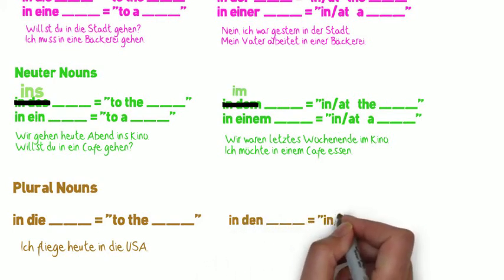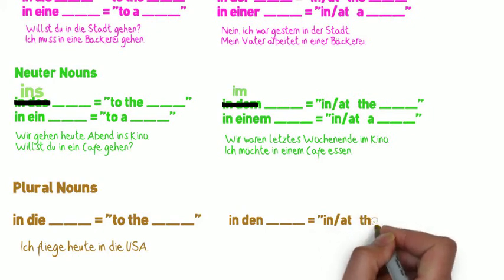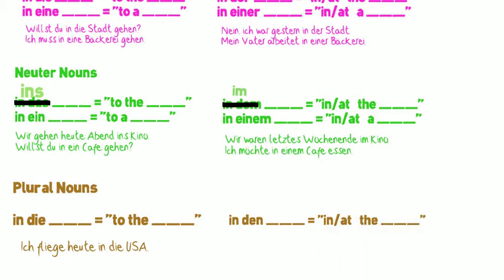With plural nouns in the dative case, the definite article is den. So we will use the phrase in den to mean in the or at the with a plural noun. For example, we could say Ich wohne in den USA.